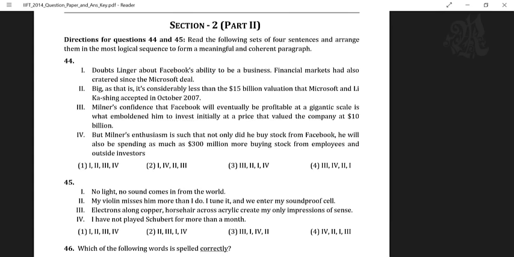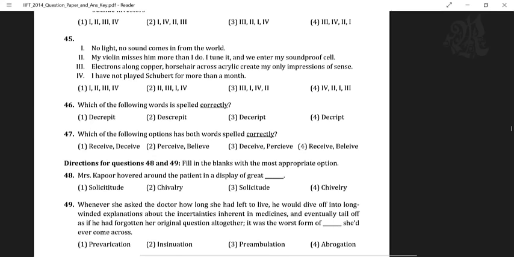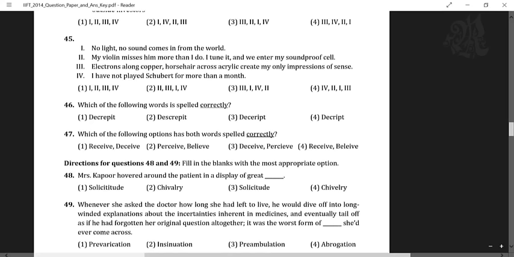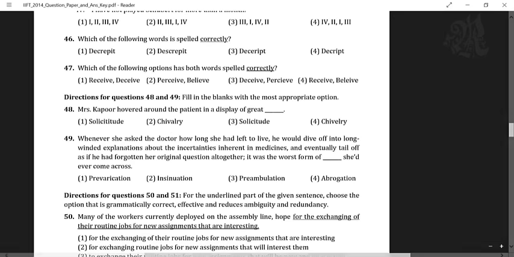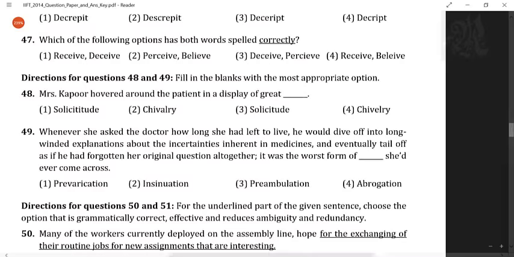So, like, para symbols, spelling errors as well. And then we have correct spelling, spelling corrections, meanings. Yeah, it's easy. Chivalry is incorrect. This is incorrect spelling. Fourth is incorrect spelling. But then, Mr. Kapoor hovered over a patient with a great display of chivalry. You don't hover around a patient with chivalry. You hover around a girl with chivalry. That's the point.